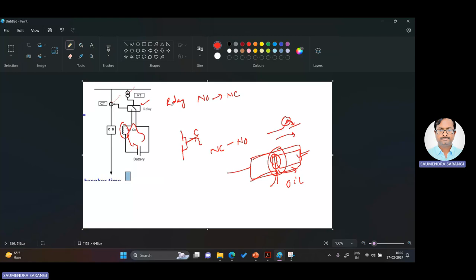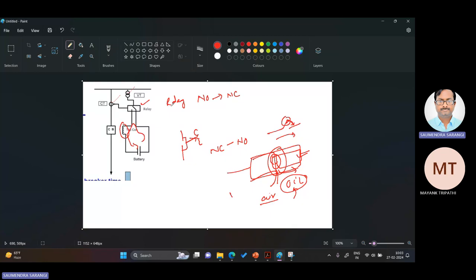When you are using air, we call it an air blast circuit breaker. When you are using oil as a medium to evacuate the charges, it is called an oil circuit breaker. When you are using vacuum, we call it a vacuum circuit breaker. When you are using SF6, it is called an SF6 circuit breaker. So we have different types of circuit breakers, and a circuit breaker is designed as per the different voltage level.